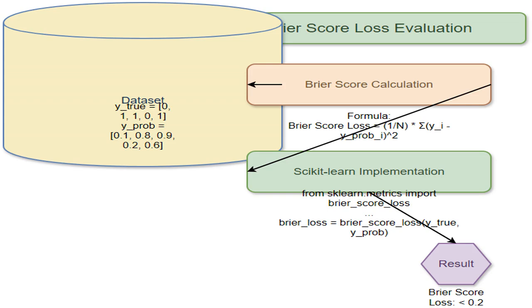I'm given two lists. y_true contains the actual class labels 0 or 1, and y_prob contains the model's predicted probabilities for the positive class 1. For example, the first data point has a true label of 0 and a predicted probability of 0.1. This shows that the model predicted a low probability of belonging to class 1.